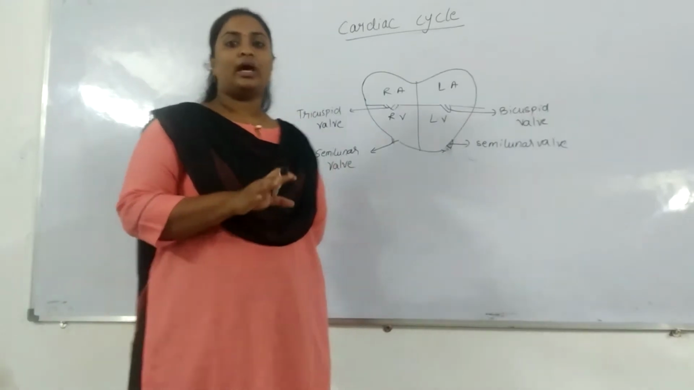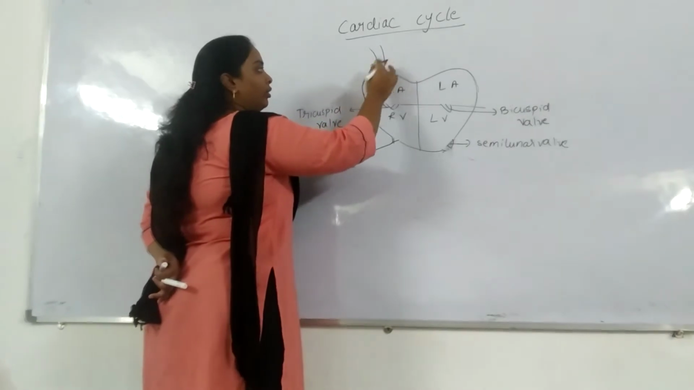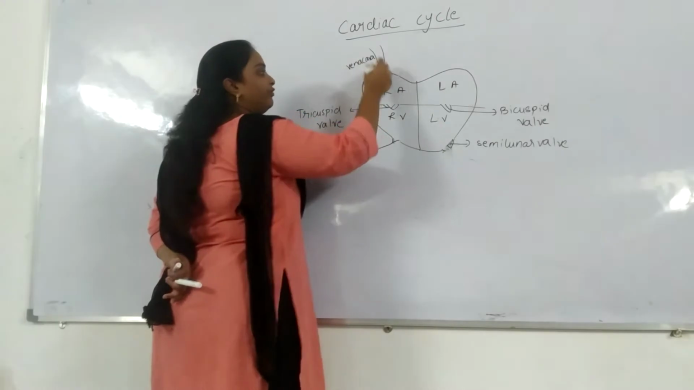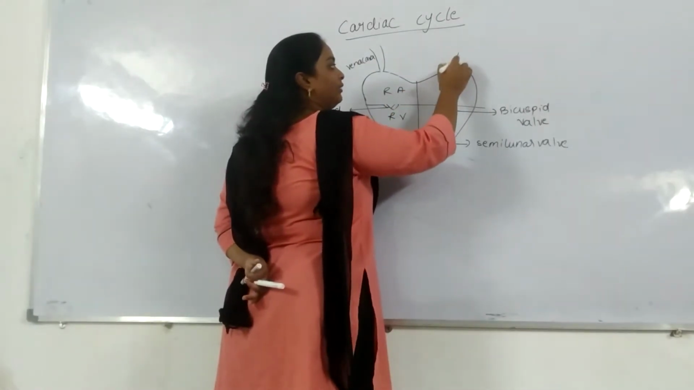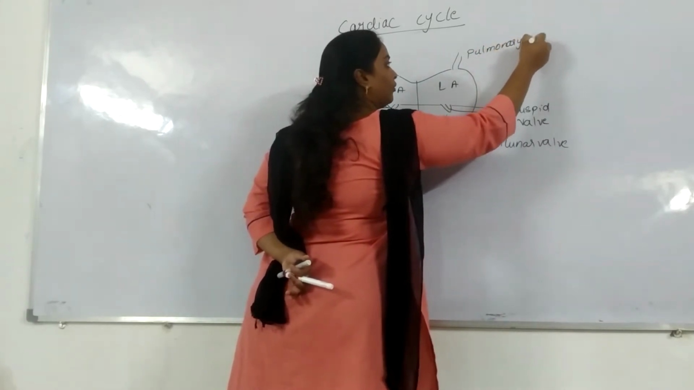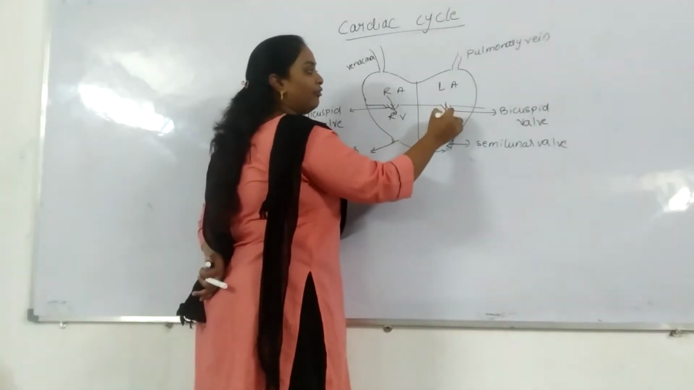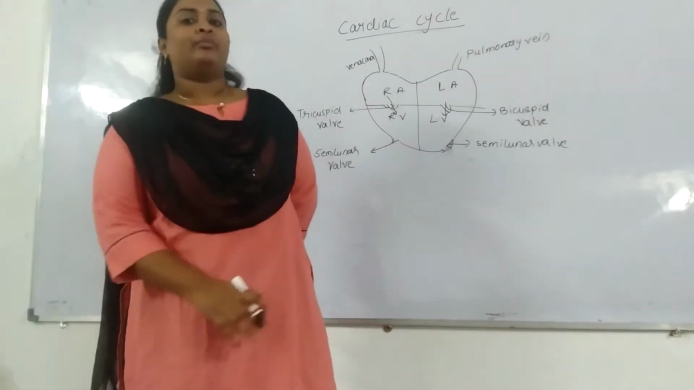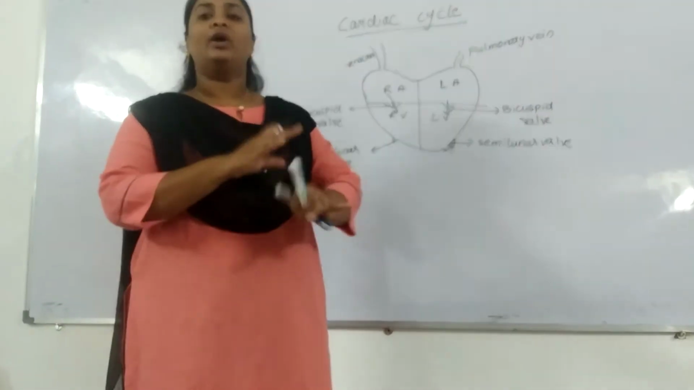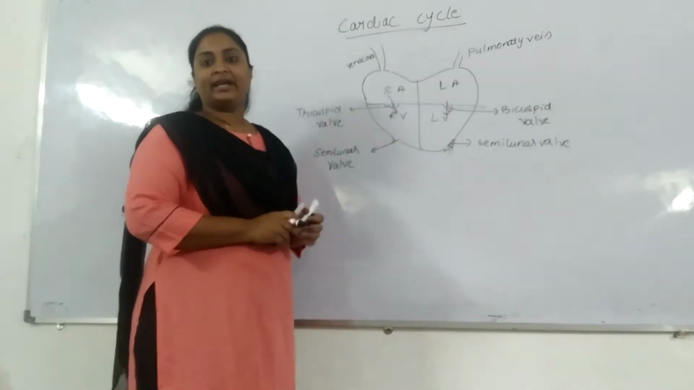Initially there is no pressure in the heart because both the atria and ventricles are in diastole. Now the blood from the vena cava, and on the left side the blood from the pulmonary vein, will directly flow into the ventricles through the atria because initially there is no pressure. The tricuspid valve and bicuspid valve are in the open state.